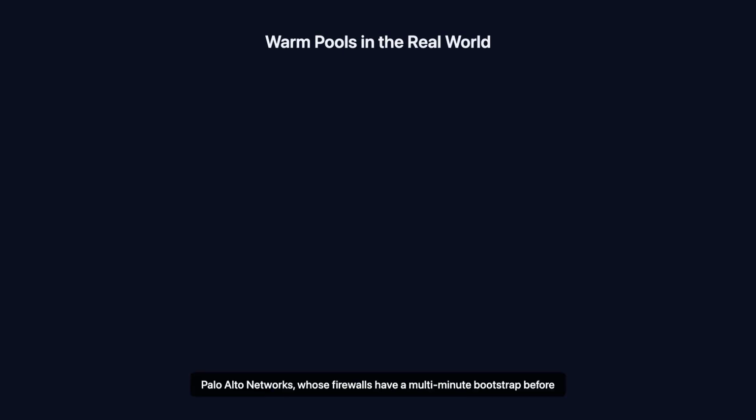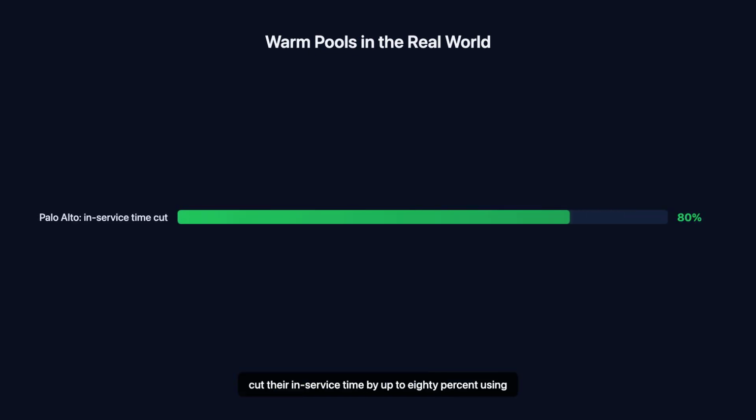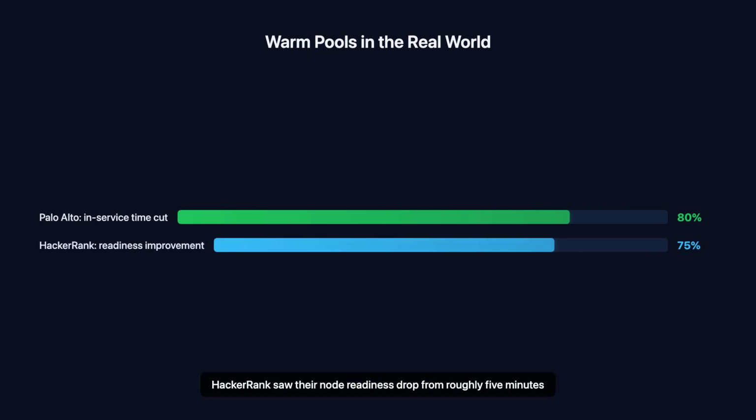Palo Alto Networks, whose firewalls have a multi-minute bootstrap before they can pass traffic, cut their in-service time by up to 80% using warm pools in the stopped state. HackerRank saw their node readiness drop from roughly 5 minutes to about 70 seconds, around a 77% improvement, while eliminating outages during scale-up events. Both got faster and cheaper at the same time because stopped warm instances cost almost nothing while they wait.